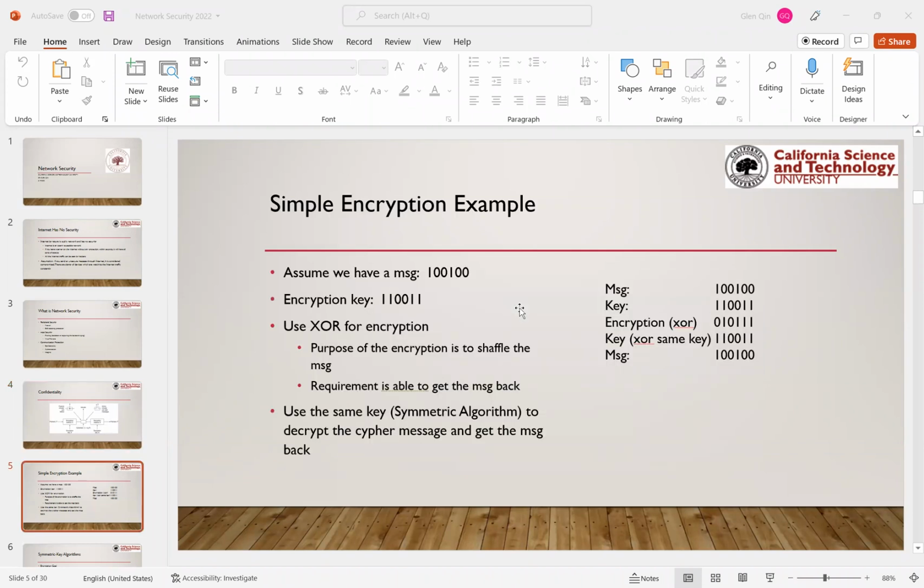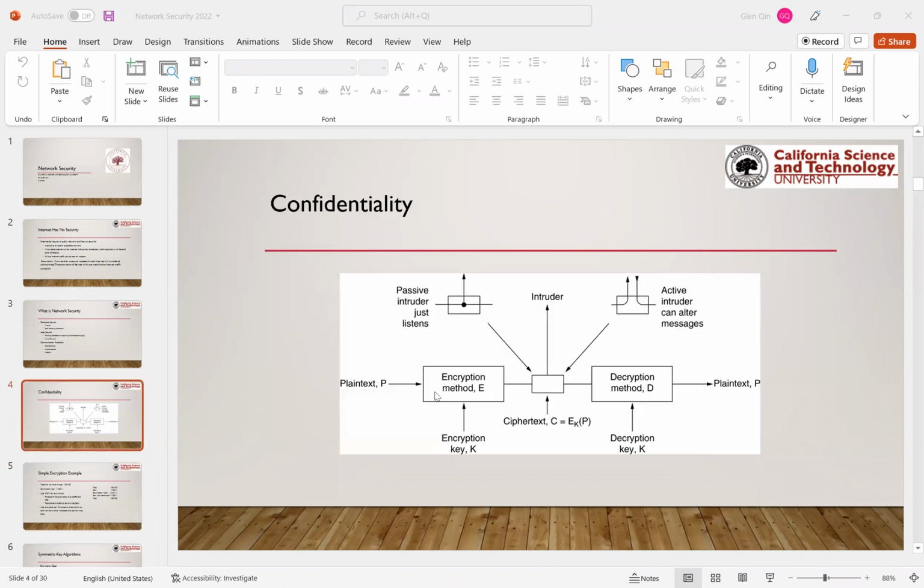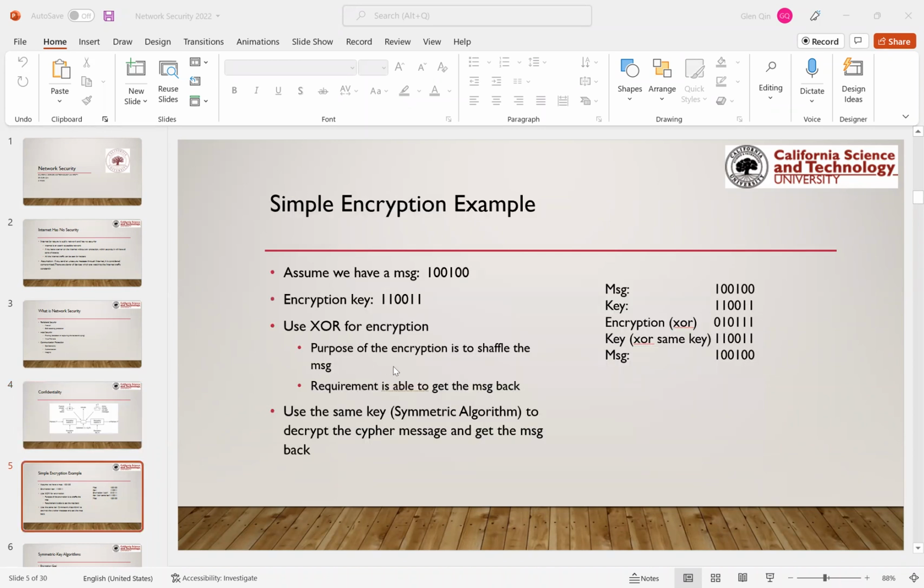Now, encryption. I'll give you a very simple example about encryption, so hopefully you understand what it means. Encryption basically just hides the message. Now, how do you hide the message? I'll give you a very simple example. First thing, all the encryption algorithms are open. In other words, the hacker knows your algorithms. The only thing the hacker does not know is your key.